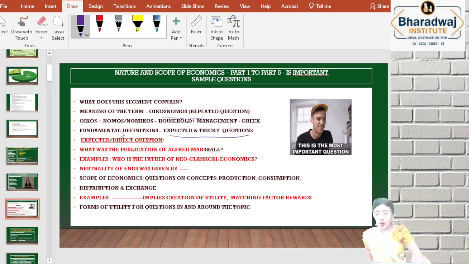So here, look at this one example of an expected question. Write down, this is exercise 1, okay? This is classroom exercise 1 you have started. So put it as exercise 1 and please write it down. Okay, first one you have done. Now look at this question. What was the publication of Alfred Marshall? So write it and keep it.